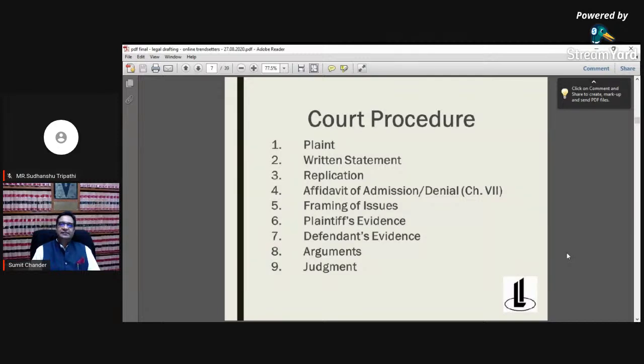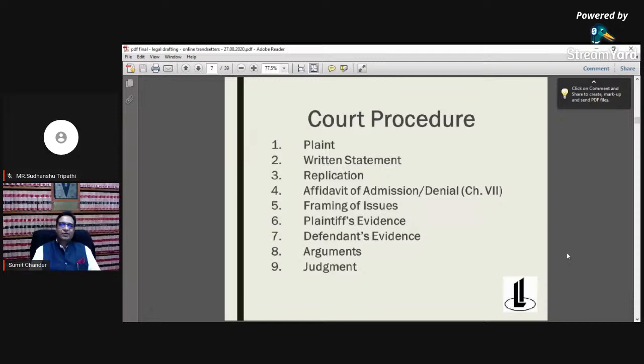After this, the case comes up for framing of the issues. Now, this is a stage where the judge will frame the issues. And while framing the issues, what are issues? Issues is when one fact or an averment is said by one party and denied by the other, it becomes an issue.